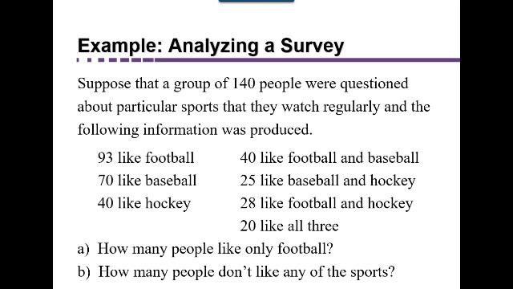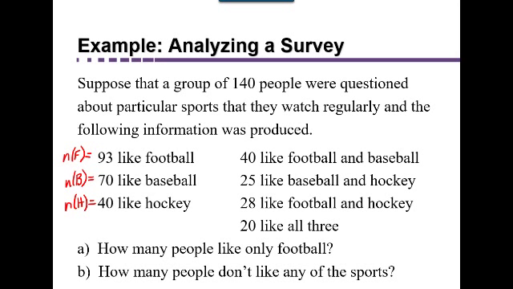Okay, so what we're going to do is we're going to label the set of people that like football F, capital F. So the number who like football, you should jot down on your notes. And by the way, it's a good idea to take notes just like you do in class. The number who like football is 93. The number who like capital B for baseball is 70. And the number who like hockey is 40.